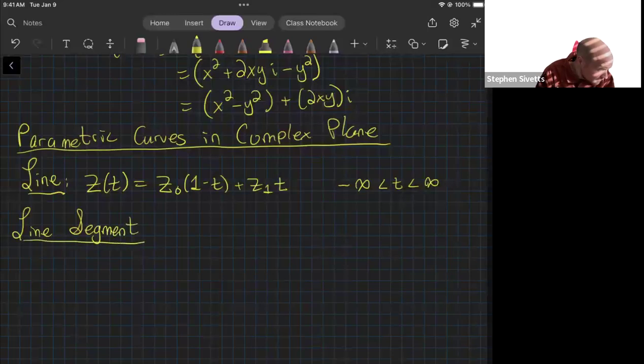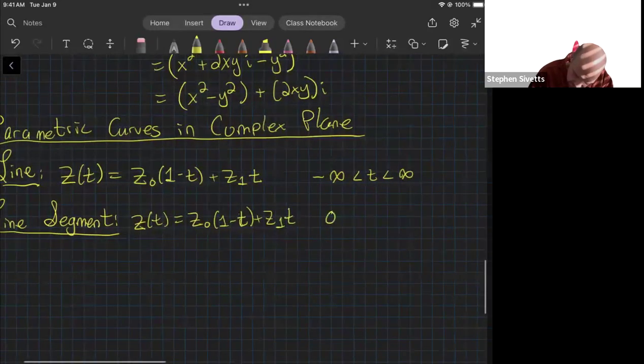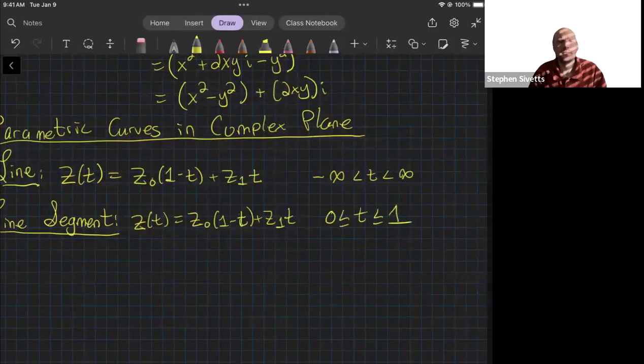Here is a line segment. It's the exact same equation, but the limits for t will change. So z naught times (1 minus t) plus z1 times t, where t is in between 0 and 1. Okay. So when t is 0, we're starting at z naught, and when t is 1, we're at z1.